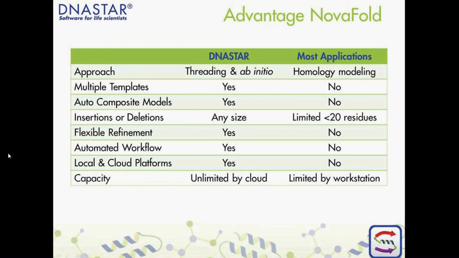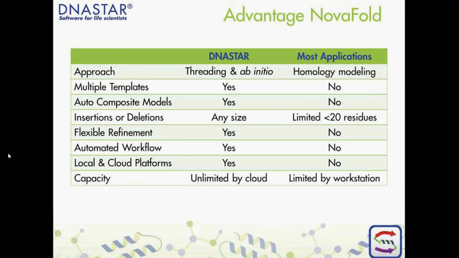Another powerful advantage of NovaFold is the ability to use multiple template structures during modeling. So most applications use just one template structure for modeling, but NovaFold can incorporate domains from multiple structures into a single composite model. And along those same lines, NovaFold can also create models when there are large gaps between the query sequence and the template structures. Again, this really speaks to the power of the hybrid approach of threading and ab initio folding methods.